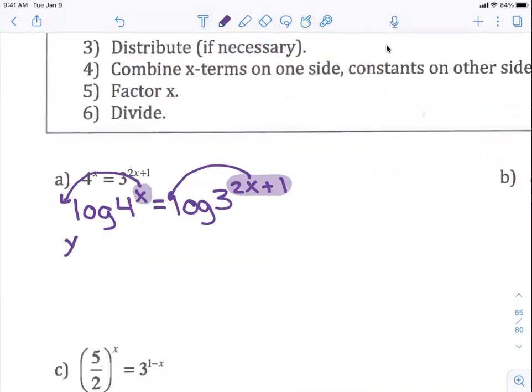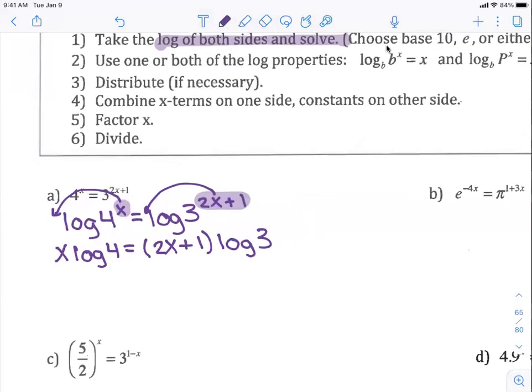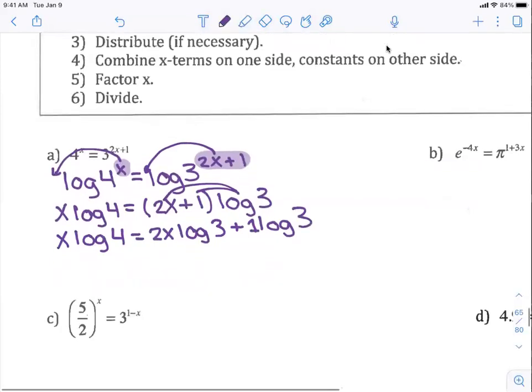So this is the same thing as saying x times log of 4 equals, I'm going to use parentheses around the 2x plus 1. That whole thing was the exponent, and I'm swinging the whole thing. Now, it says distribute if necessary. We are going to distribute because notice we are multiplying 2x to the log. So we're going to end up having 2x log of 3 and then plus 1. I'll make it look like a 1 log of 3. If you don't have the 1 there, that's fine.